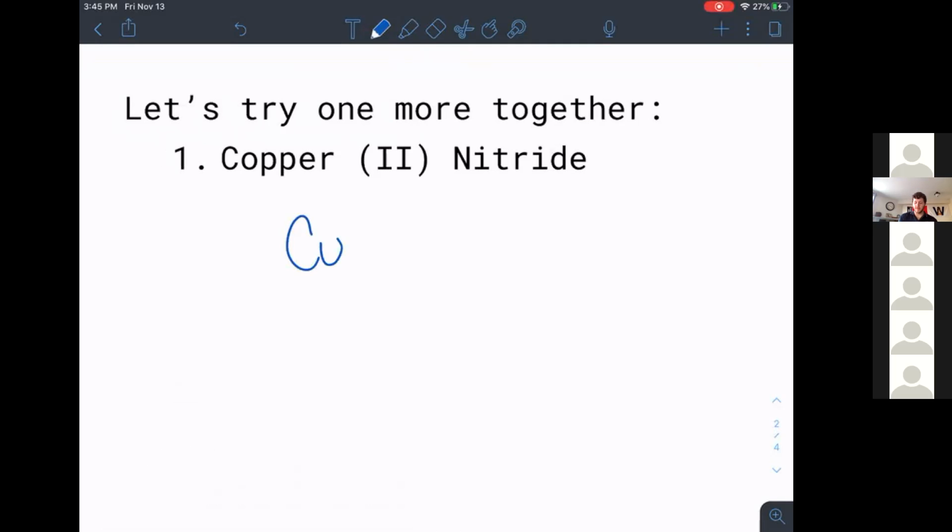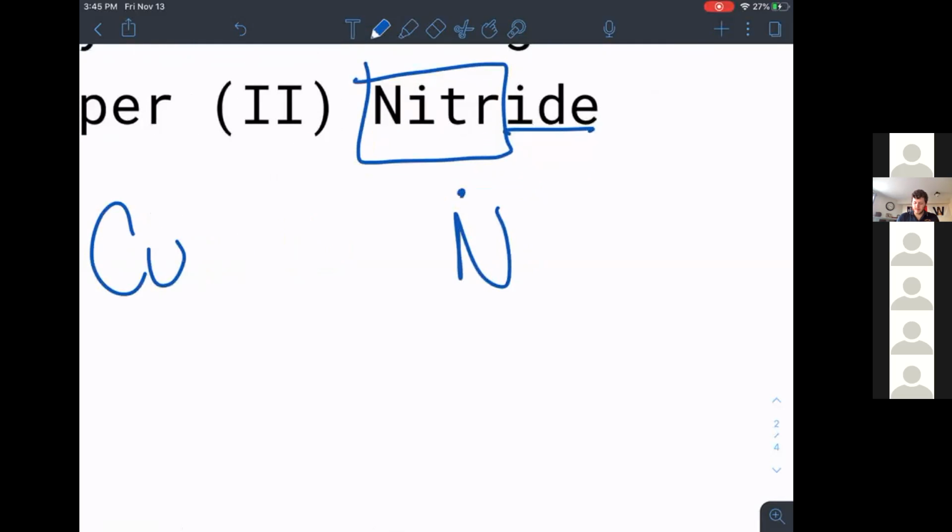What's our non-metal? Nitrogen. Nitrogen, perfect, because that IDE was an ending we added on. So if we just look at the nitro part, it is nitrogen. So now let's figure out valence electrons. Let's talk about nitrogen first. How many valence electrons does it have? 5. 5, wonderful.